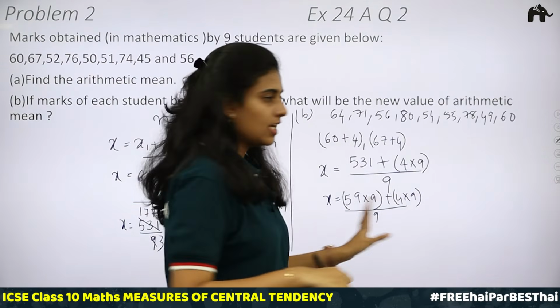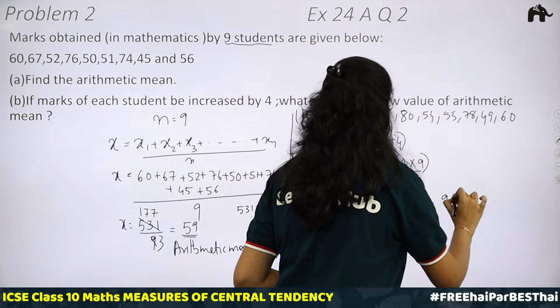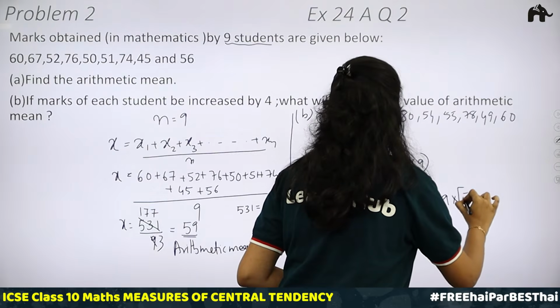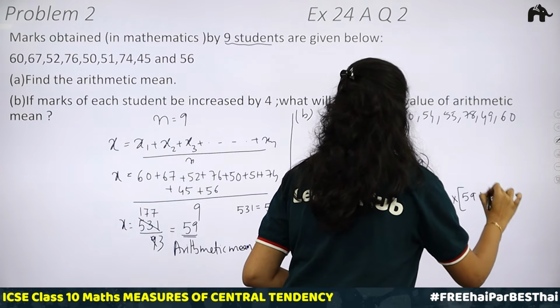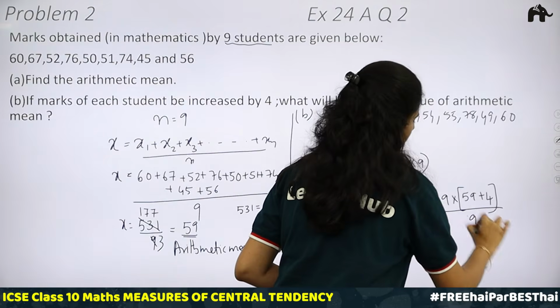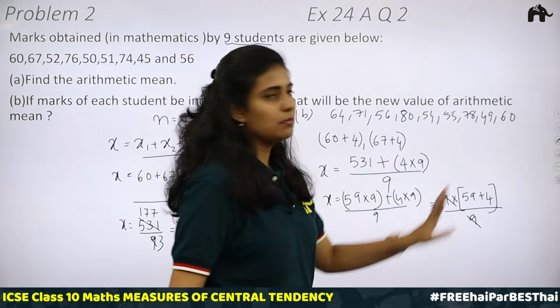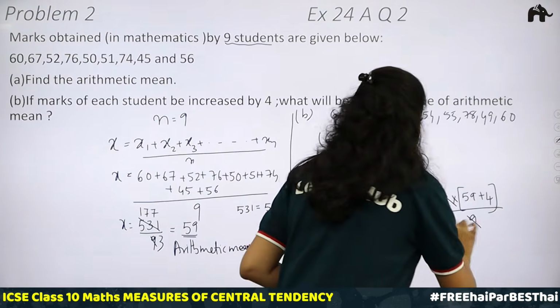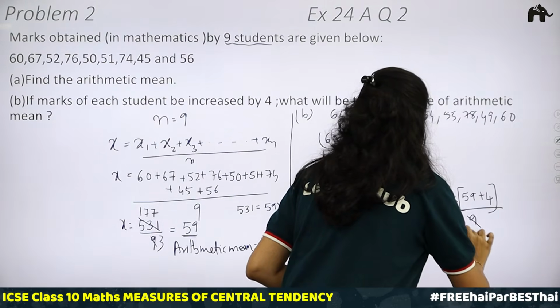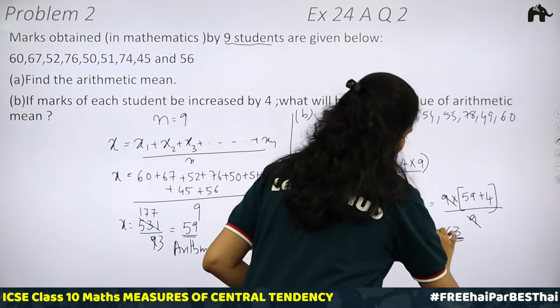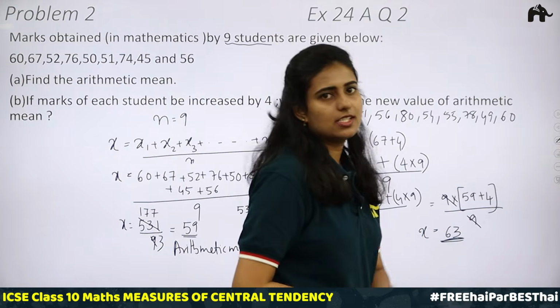Okay, 9 is common. 9 can be taken out, into 59 plus 4, divided by 9. 9 and 9 get cancelled. 59 plus 4 is equal to 63. So in this case, the arithmetic mean x is equal to 63.